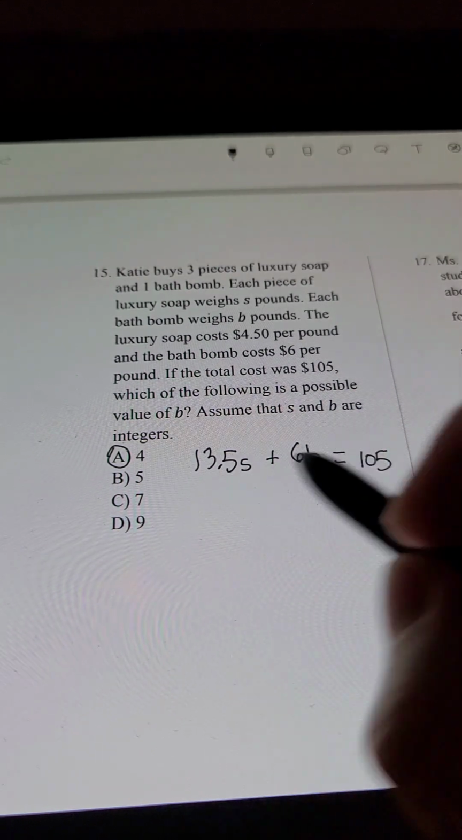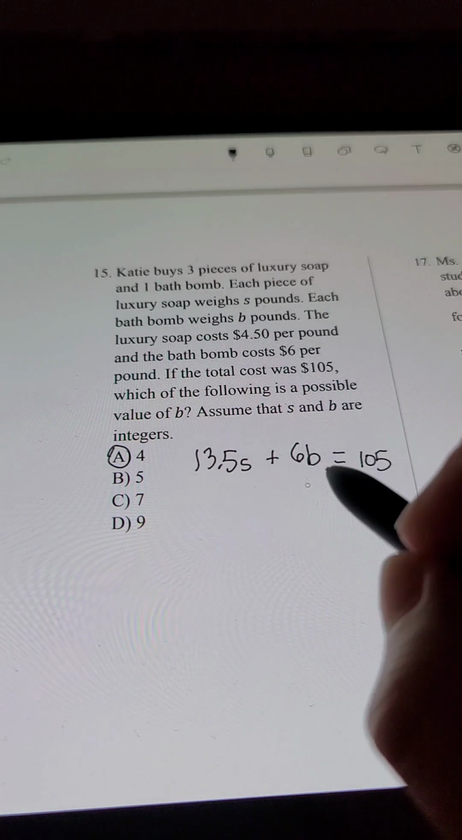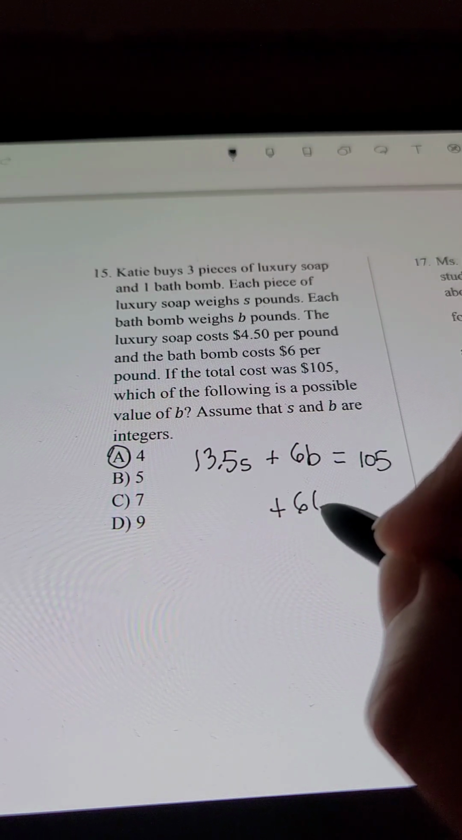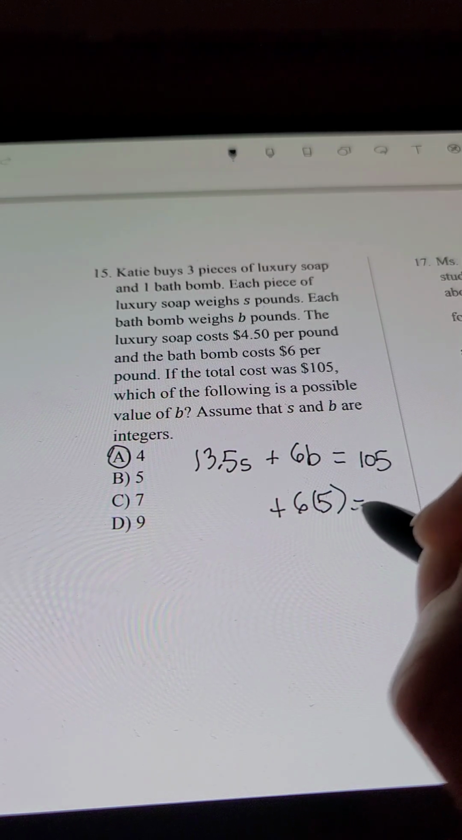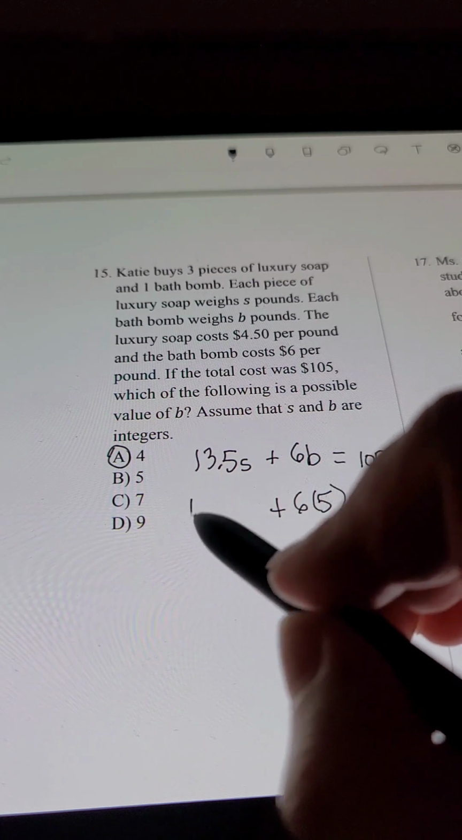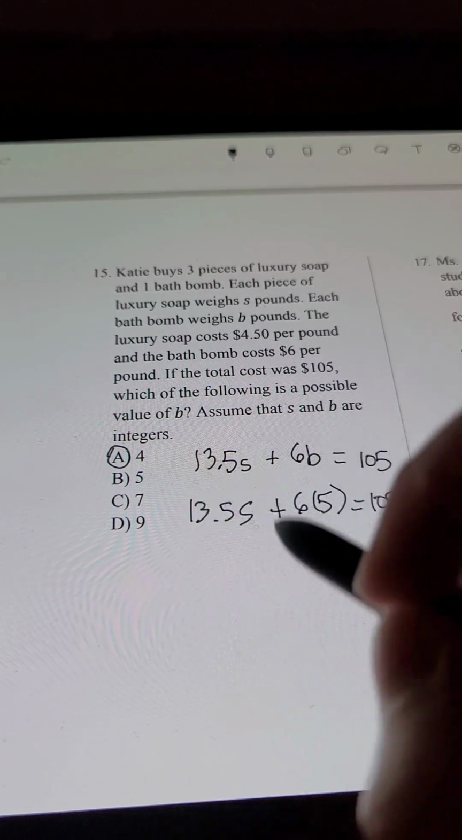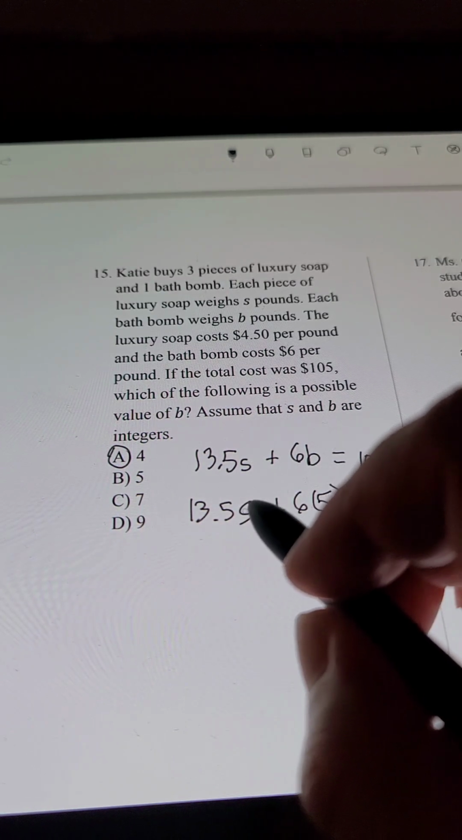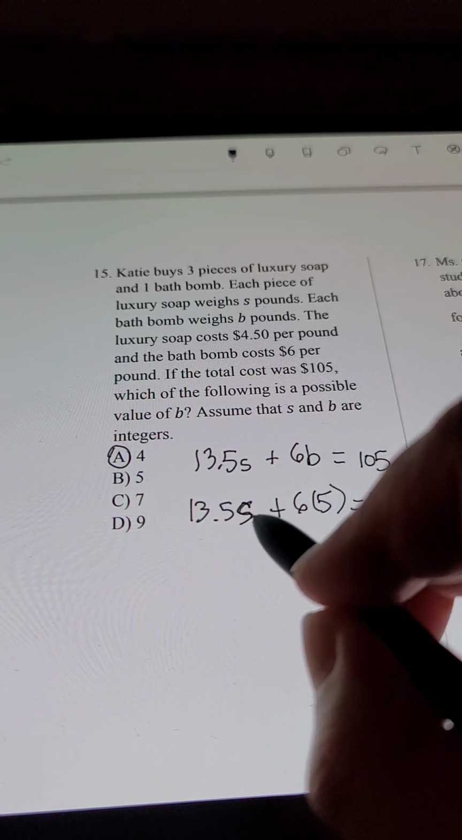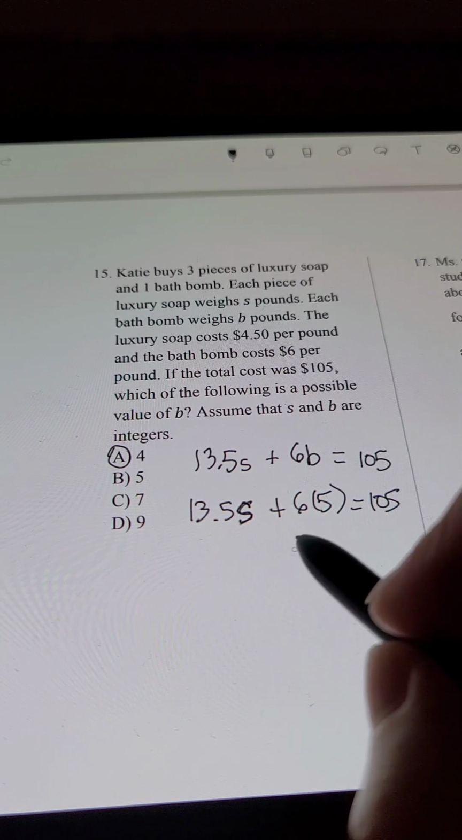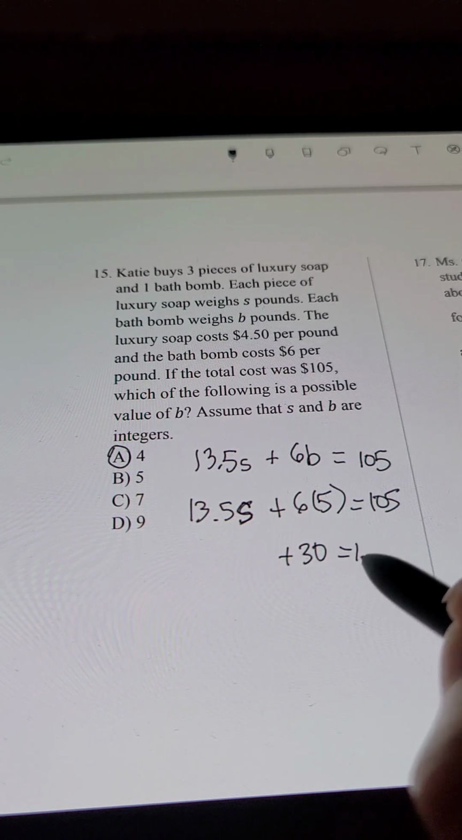let's just show how this is not going to work for the other options. So let's say that we're going to put 5 in for B. So that's what I'm doing here. I'm showing how B doesn't work. And so this is 13.5S. I know that's kind of hard to read. So this is going to be plus 30.